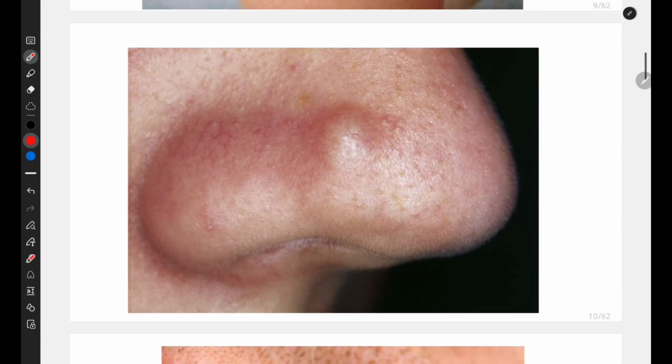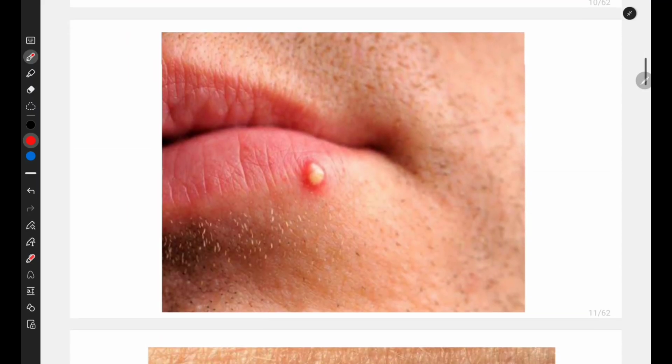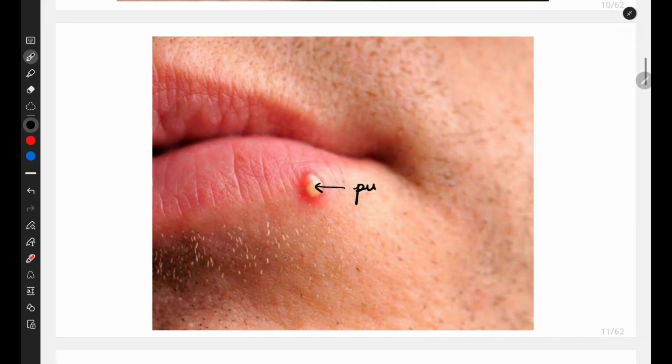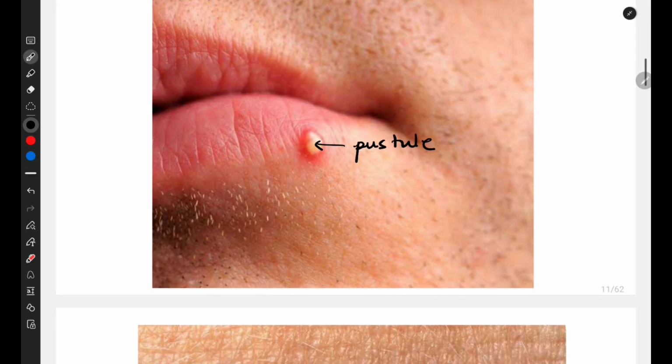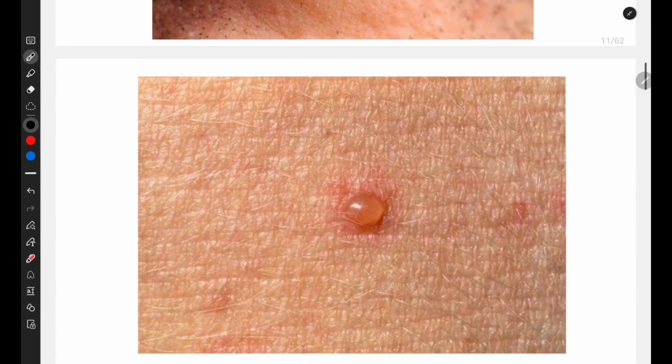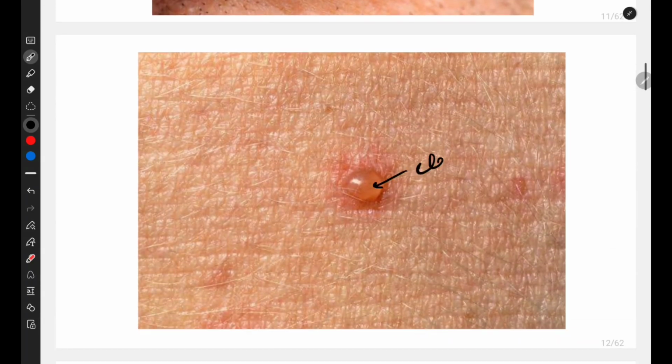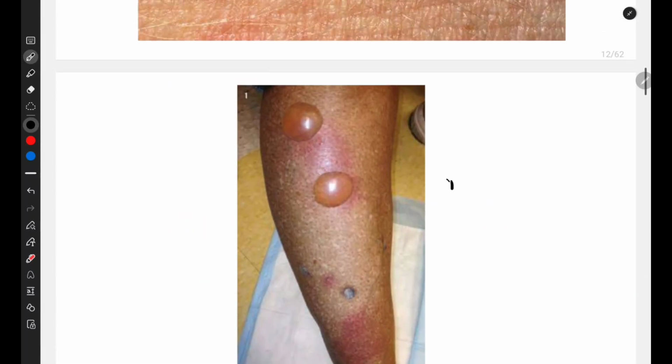Then if there is elevation over the lesion, it is called a papule. And here the diameter is less than 1 centimeter. Again, if the papule contains pus, as you can see here, it's called a pustule. Even here the diameter is less than 1 centimeter. The same papule, if it contains clear fluid, is called a vesicle. If the diameter is less than 1 centimeter it is a vesicle; if the same vesicle becomes more than 1 centimeter in diameter, it is called a bulla.